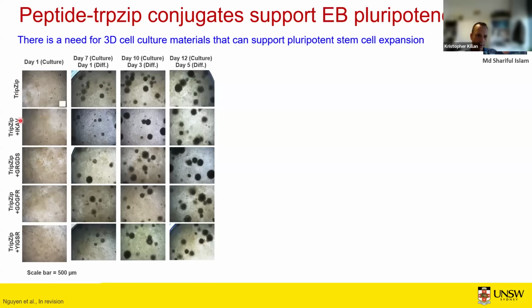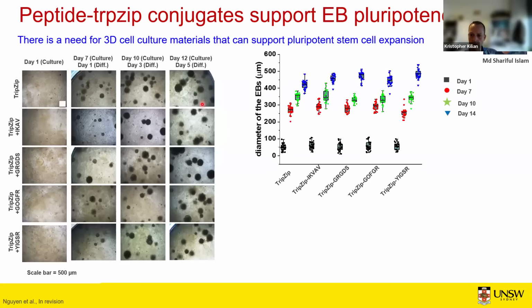And so we used our different combinations where we have Trpzip alone or conjugated with the laminin-derived peptide, the fibronectin, the collagen, or the other laminin one. And you can see after extensive culture, this is 12 days of culture, that we get pretty uniform growth of these embryonic bodies in culture. And so these are starting from very small fragments after passaging, and they've then grown to form these large embryonic bodies. And if we quantitate that, we don't see much difference across the different peptides.